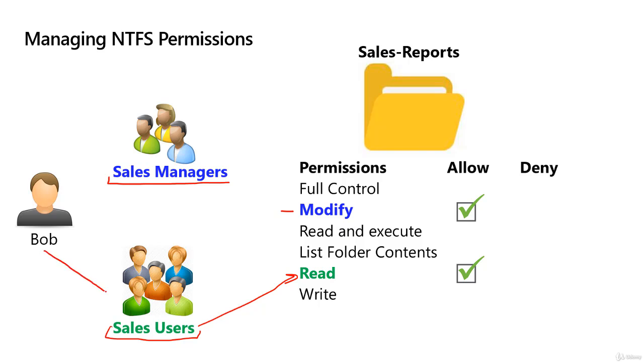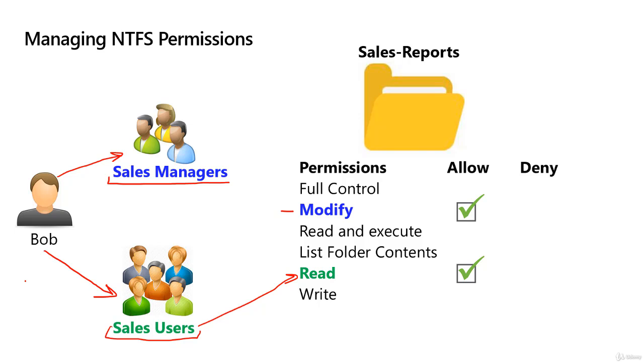So Bob is a member of sales users. Sales users is assigned read permission, therefore Bob has read permission. Now Bob gets promoted, so Bob is now a manager. When he gets promoted, we add Bob to the sales managers group. But I'm never going to take him out of the sales users group because, again, this has every user in the sales department. So Bob is a member of both groups.